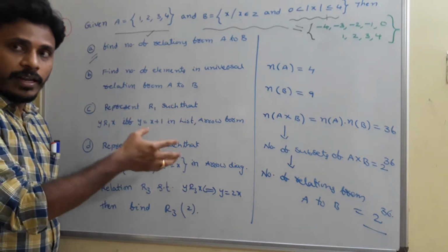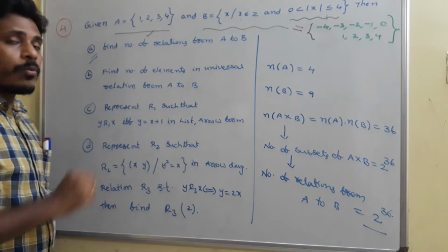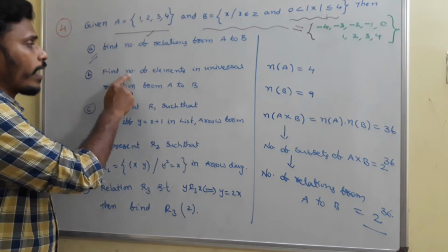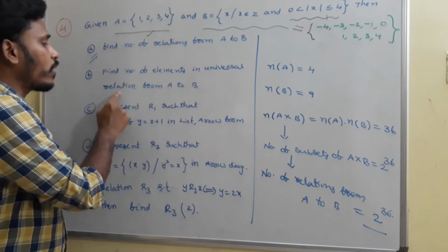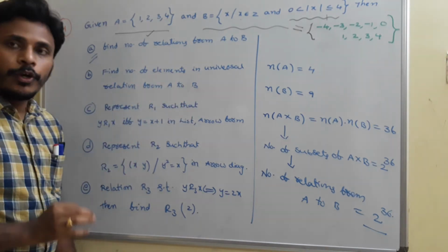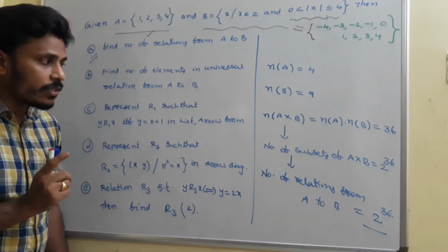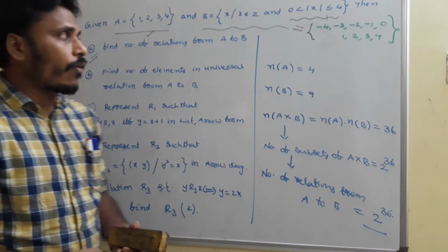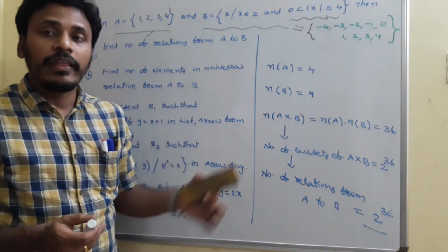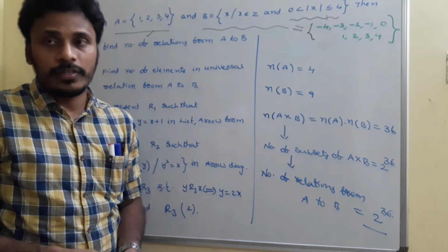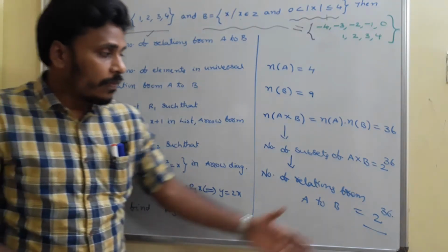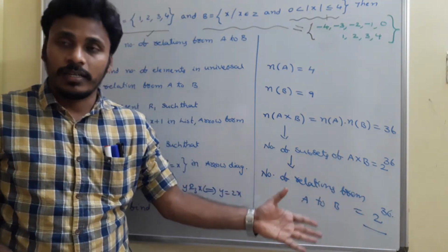Okay, I will erase this for the space concern. If you think about the second problem, we need to find the number of elements in the universal relation from A to B. As we discussed in the last class, from this set A to B, there are as many relations as the number of subsets. Here in particular, the number of subsets is 2 power 36.